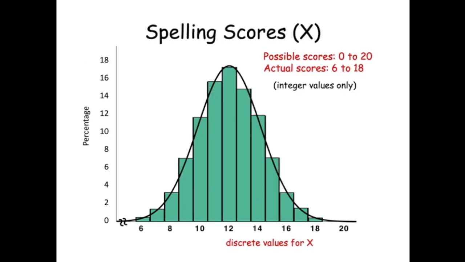Here's an example. Scores represent the number of words spelled correctly and range from 6 to 18. I've superimposed the normal distribution on the histogram so that we can see that there's not much difference between the two.